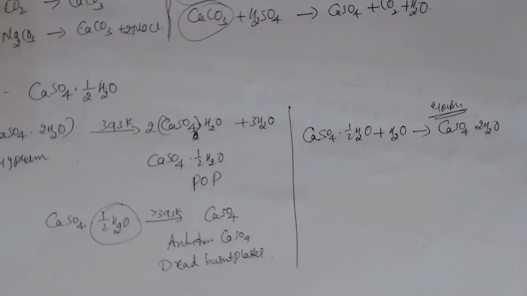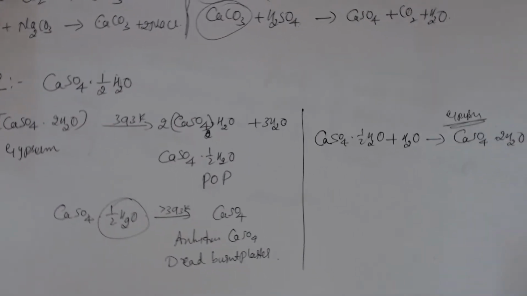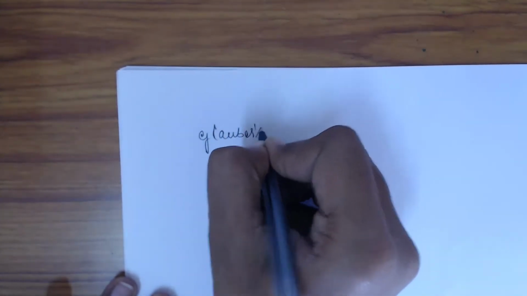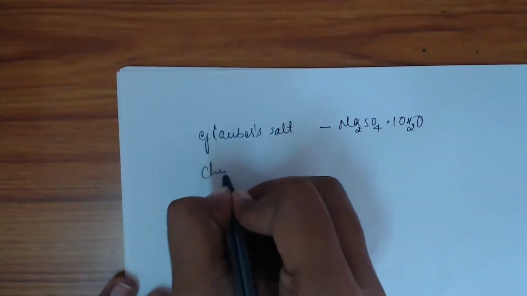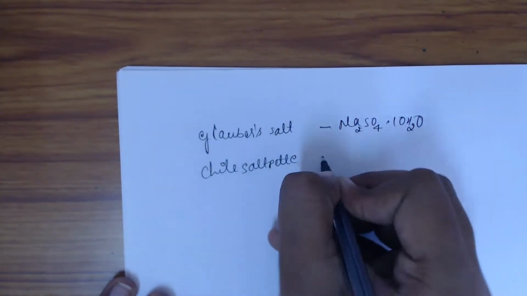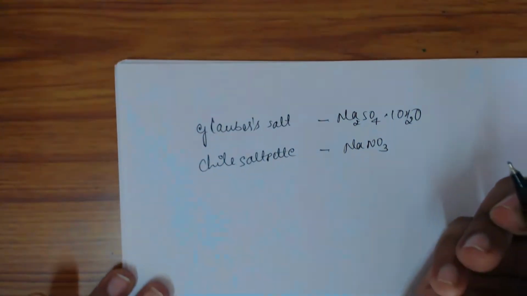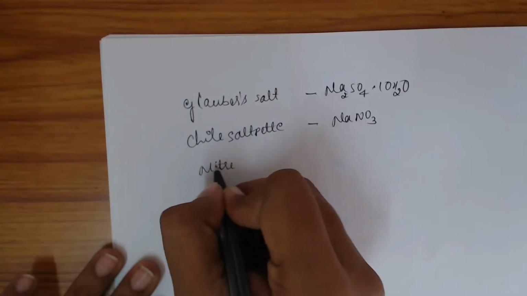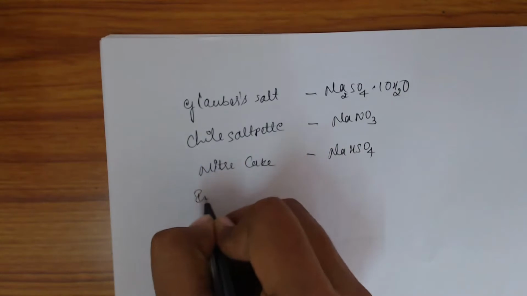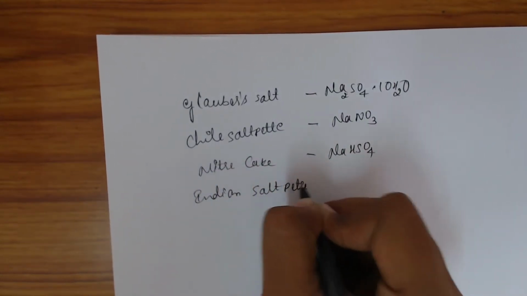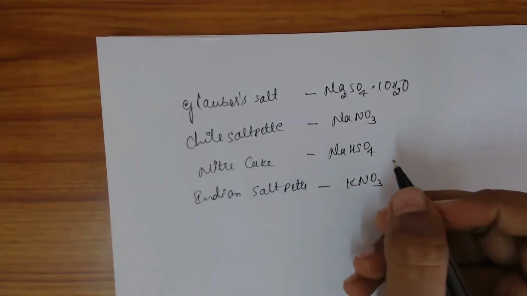Students, remember one thing: some salts and their compositions are very important. I'll write them here. First, Glauber's salt, composition Na2SO4·10H2O. Next, Chile saltpeter, composition NaNO3. Next, nitre cake, composition NaHSO4, sodium bisulfate. Next, Indian saltpeter, which is KNO3.